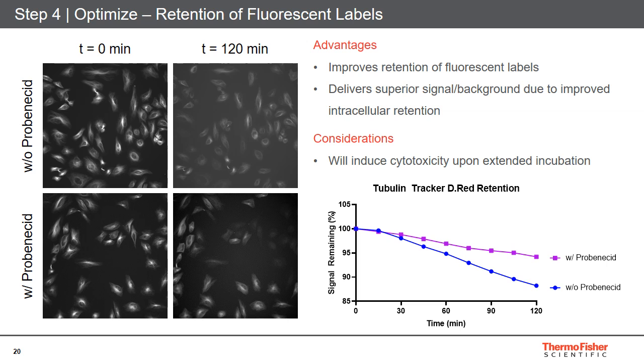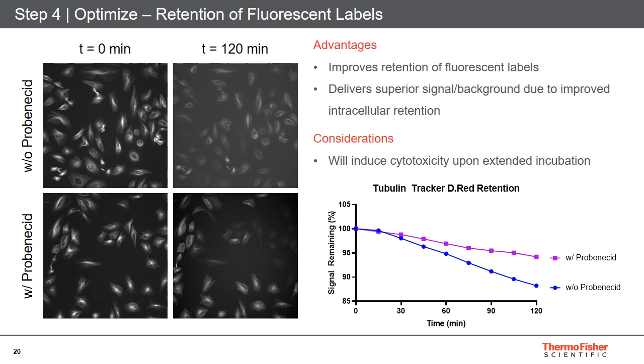Now, if we perform the same type of labeling, but incubate these cells with probenecid present in complete media, what we see is that we can image over this time course of about 2 hours with really very minimal loss in signal and very minimal increase in background. And you can see this being present on the right-hand quantification as well.